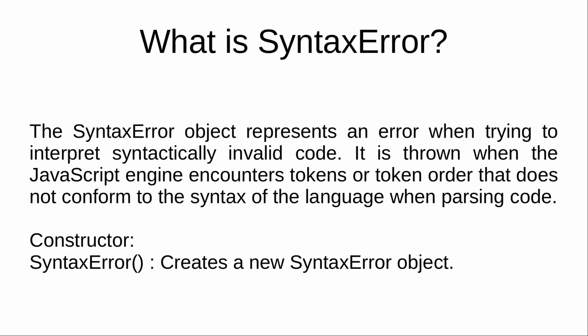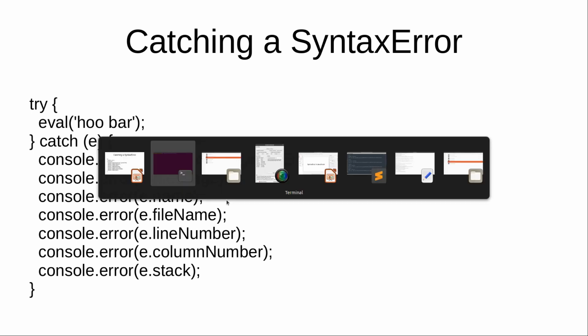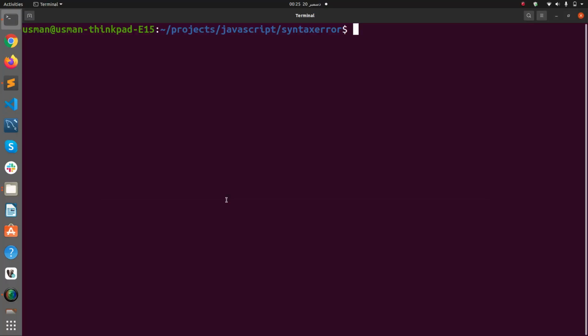The constructor of the SyntaxError object is SyntaxError(). This creates a new SyntaxError object. So, creating a syntax error. Let's look at this example. We have a try catch block, and in the try block I have entered eval('hoo bar'), and then we have the catch block to catch the SyntaxError object. So let's see this in action.